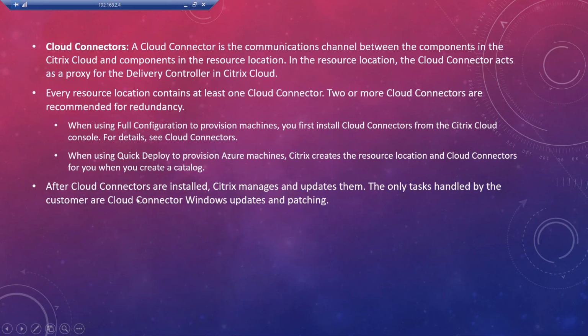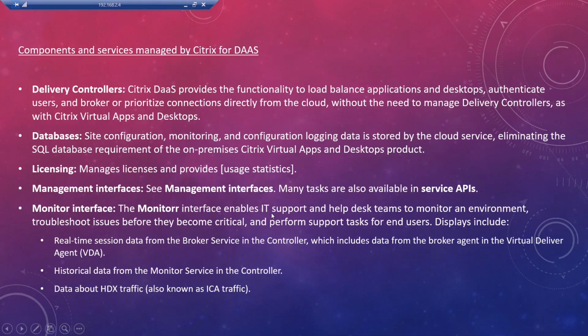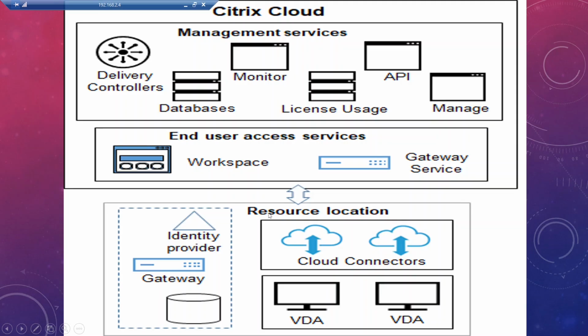Okay, so after the cloud connectors are installed, Citrix manages and updates them. The only tasks handled by the customer are cloud connector Windows updates and patching. So this resource location is managed by you. You as a customer, you as a business would be managing these components or these virtual machines or VDI machines, including cloud connectors, in the resource location. So it is your job to make sure that these two servers are up and running fine.